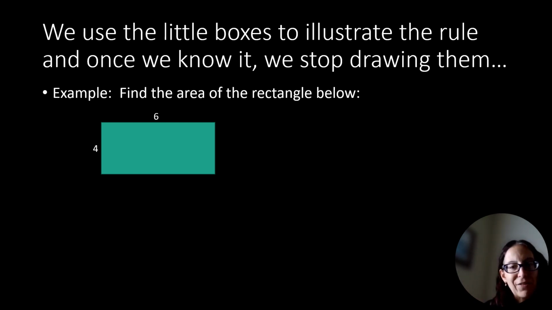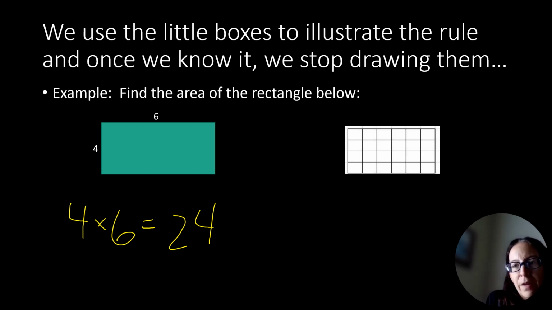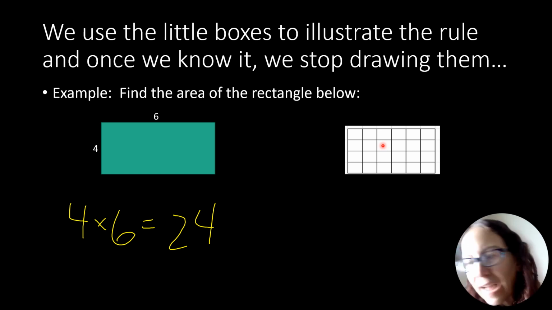Sometimes you'll see it as length times width. What words you use there aren't as important as the concept, which is you multiply the two dimensions together. And so we would say the area of this rectangle is 4 times 6, or 24. Okay, and we can verify that.